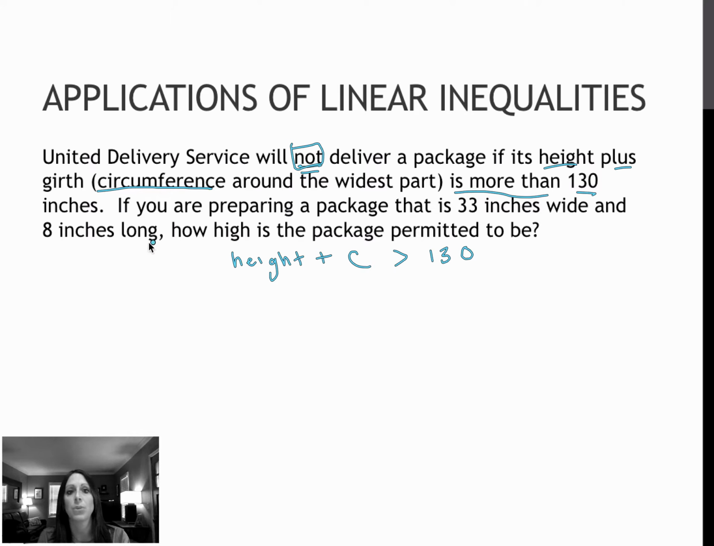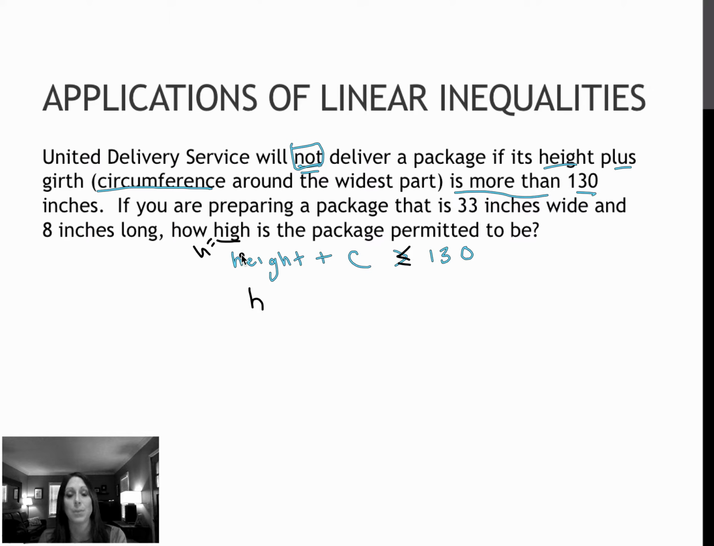So if I read on through the question, we're trying to figure out how high the package is permitted to be, which means if this is all the stuff that it won't deliver, then the less than or equal to is all the stuff that it will deliver, and that's the stuff that I'm really concerned about. So now let's see if we can plug in some information. We're trying to find the height, so that's going to be my variable. So I'm going to set h equal to height.